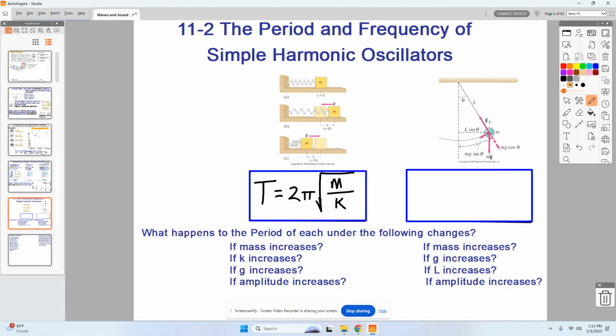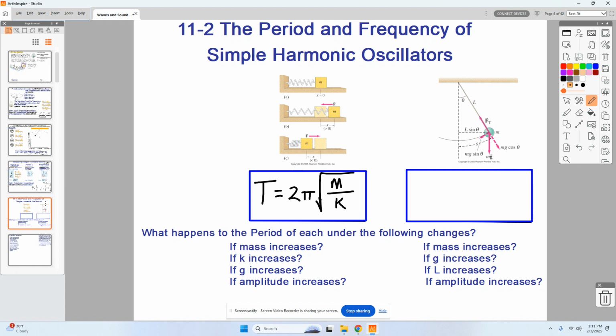So I doubled the mass, but it's under a square root, right? So twice as massive is not twice the period. How much mass would I have to put on that to get it to be twice the period? I'd have to put 4 things on it, right? So if I take the square root of 4, I get 2. That would give me twice the period.